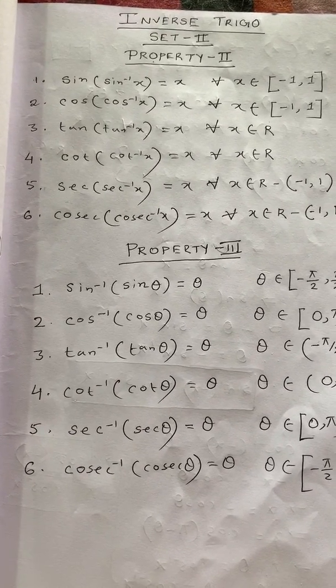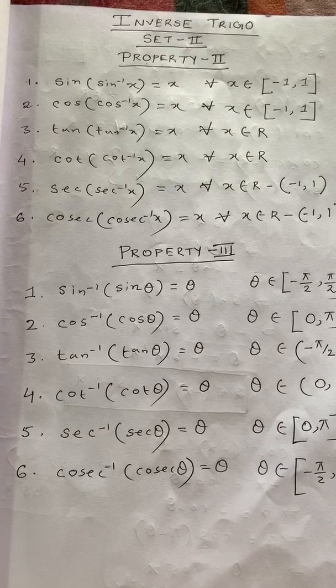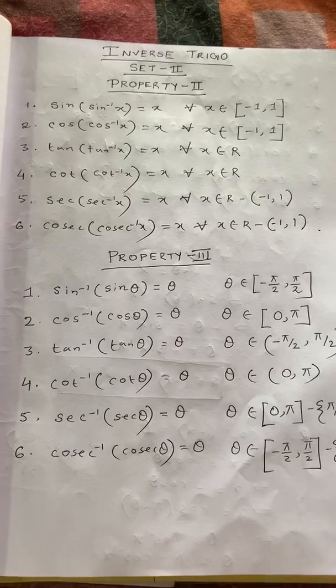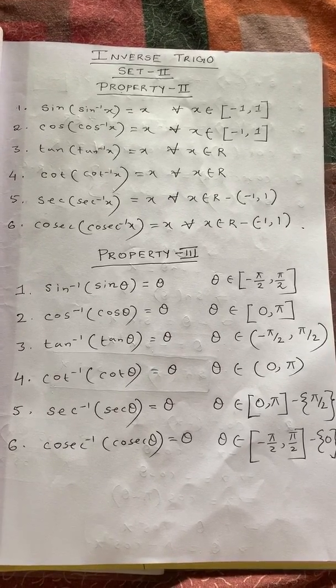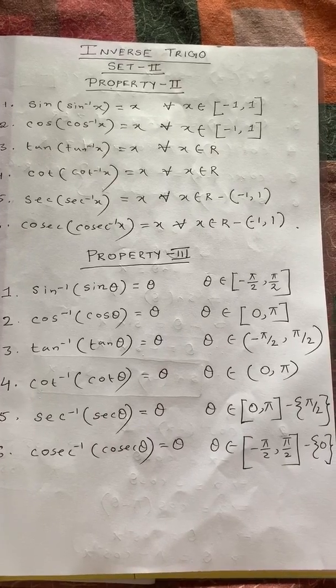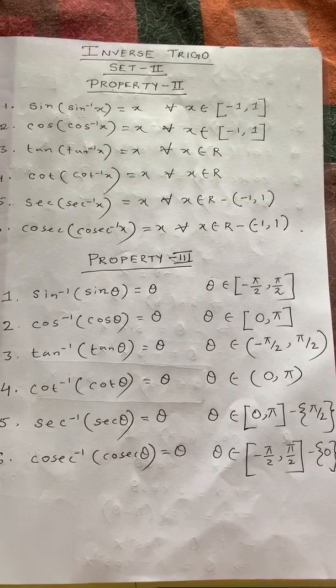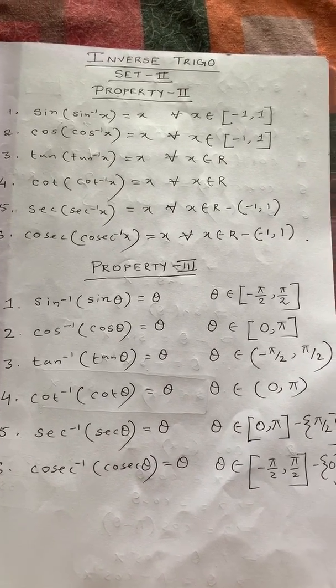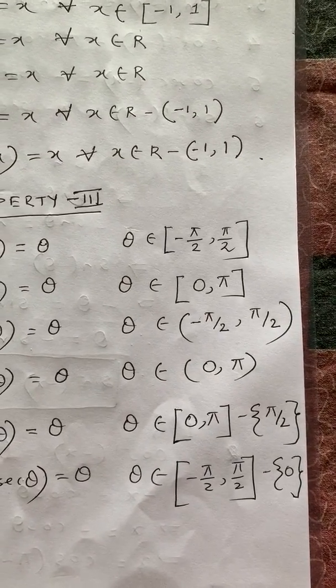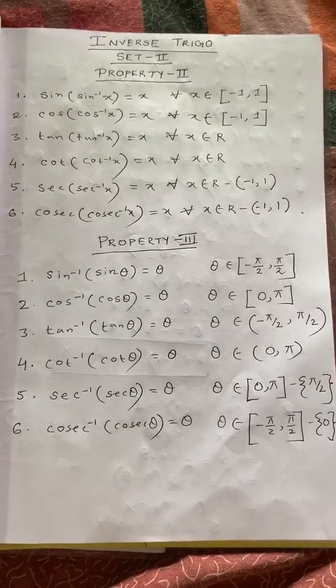Second is cos inverse cos theta is equal to theta. Tan inverse tan theta is equal to theta. Cot inverse cot theta is equal to theta. Sec inverse sec theta is equal to theta. And cosec inverse cosec theta is equal to theta. Remember, these properties are only valid when theta's values are in these ranges. So be careful with the range.